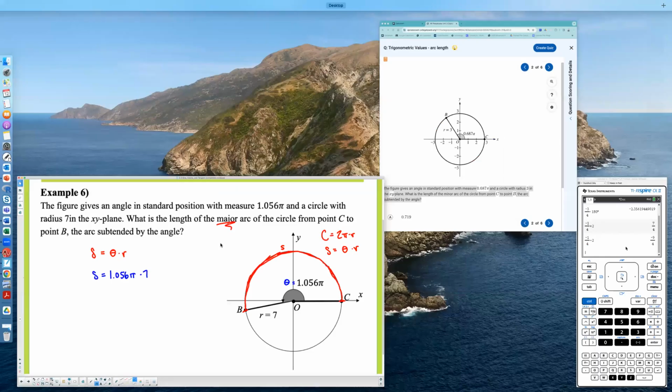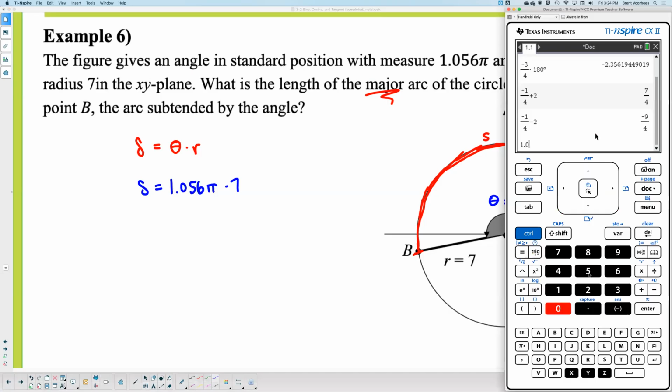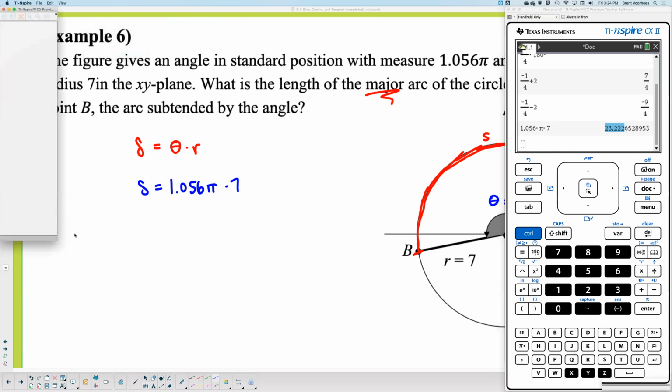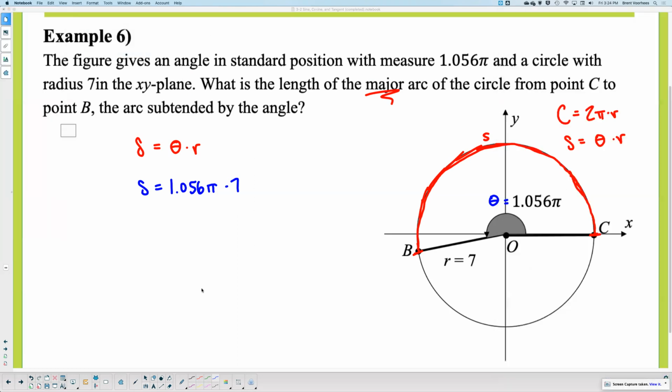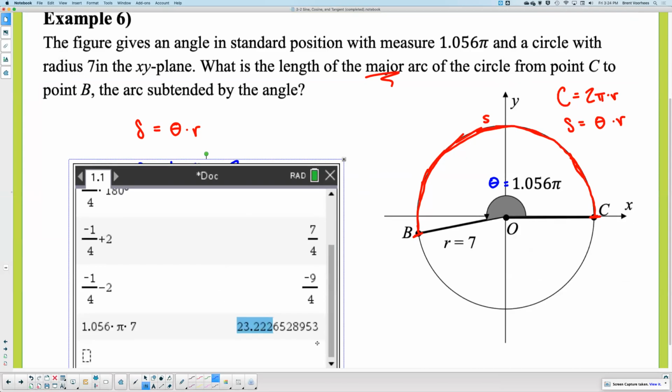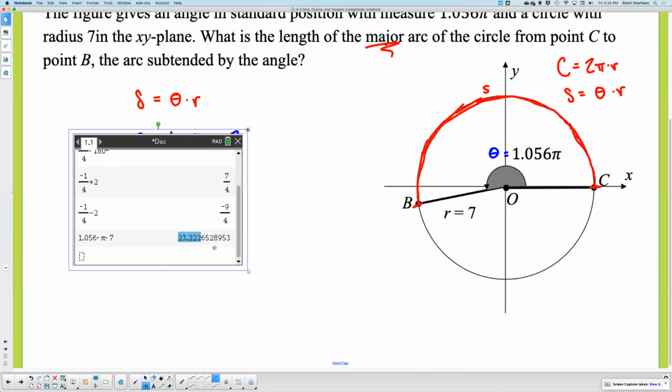So I'll go to my calculator here and we'll type this in. 1.056 pi is down here, and I should have said what to round to. I have not, but let's go to the nearest thousandth. That'll be 3 decimal places. So here's my value. I'm going to round to the nearest 3 decimal places. Capture that. We'll bring this calculation over, and we'll have our final answer here.